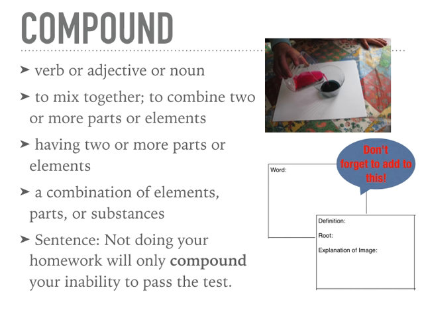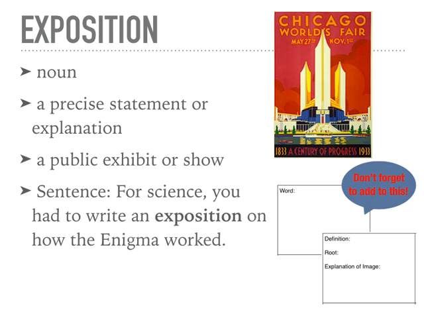For example, steel is a compound of iron, carbon, and other substances such as copper. The next word that uses pono as its root is exposition. Exposition is a noun, hopefully one that you've heard in language arts class before. A lot of times we'll use the word exposition in LA to talk about the beginning of a story. However, the definition from your workbook is a little bit different.